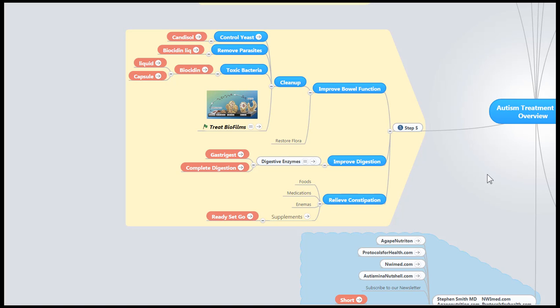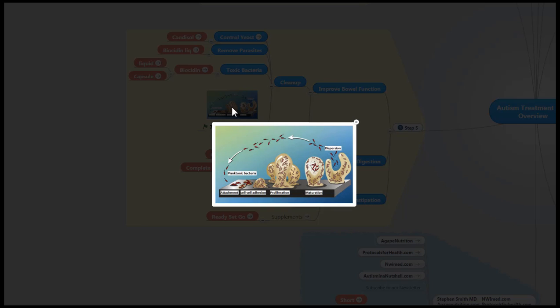Now you may be able to just knock down the bacteria with some of the things we're going to show you, but in many cases you have to do a more formal biofilm treatment. If you see that arrow, that means a link that's going to take you to another map on MindMeister specifically dealing with biofilms.